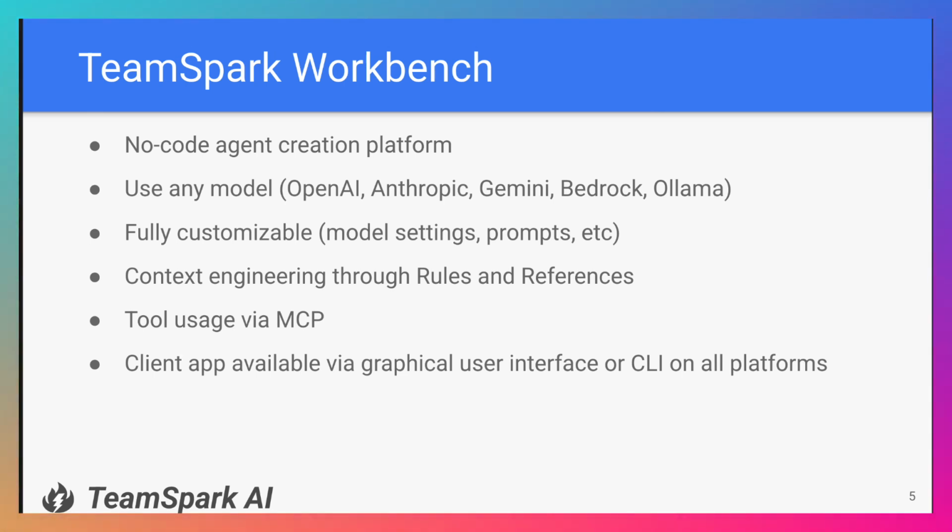It's a no-code agent creation platform. It allows you to use any model, including hosted models and local models. It's fully customizable. You can tweak everything about the way that the models work, all their settings and prompts. It allows you to do pretty sophisticated context engineering through rules and references. So these are systems that we have in place that allow you to build rules, much like you'd have for a coding agent, about how the agent ought to operate, and references, which is collections of ground truth. And the TeamSpark agents can actually build their own rules and references as they go if you choose to enable that, so they can sort of learn as you use them.